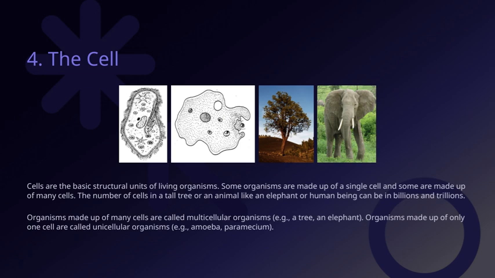Cells are really the basic building blocks of all living things. No matter how big or small an organism is, it all starts at the cellular level. Some organisms, like bacteria or certain protists, are made up of just a single cell, while others, like trees, elephants, or humans, are made up of billions or even trillions of cells. So, understanding cells helps us grasp how life is organized, from tiny single-celled creatures to incredibly complex multicellular beings. This foundation is key to understanding the diversity and structure of living organisms overall.